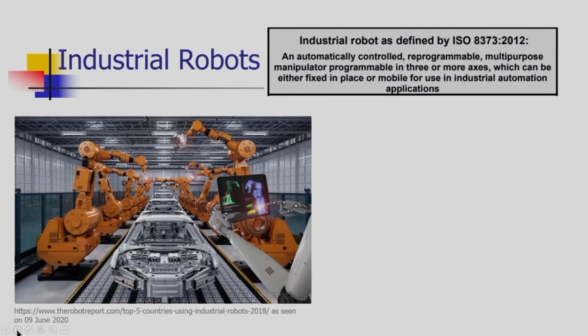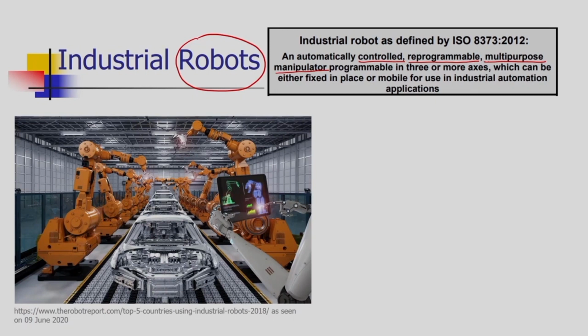Then we have a very important automation equipment, that is the industrial robot. So, an industrial robot as per ISO 8373:2012 is defined as an automatically controlled, reprogrammable, multipurpose manipulator. So, this is a mechanical equipment controlled by electronics. It is a mechatronics based equipment which is reprogrammable.